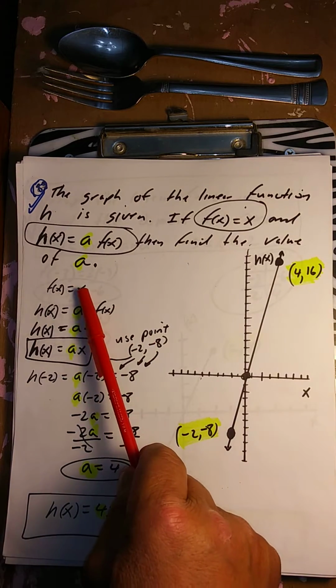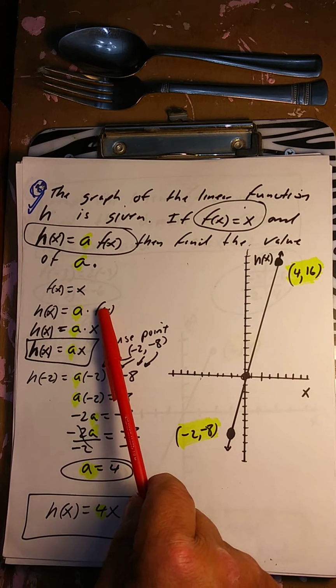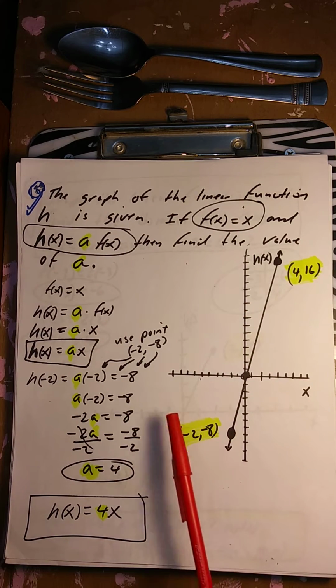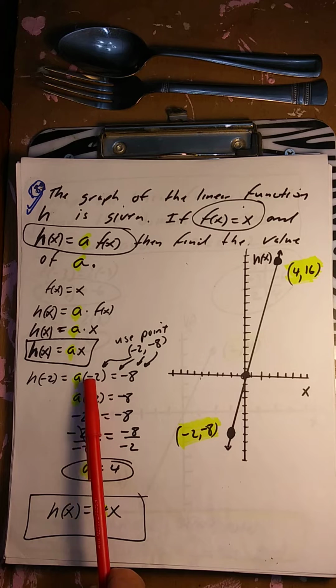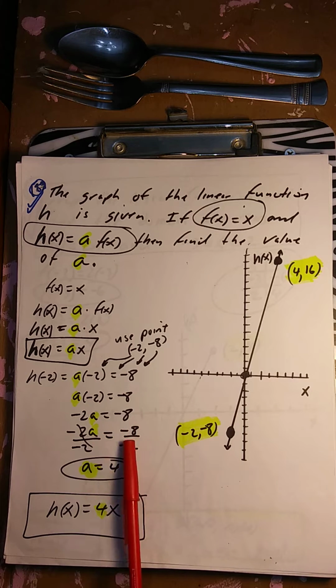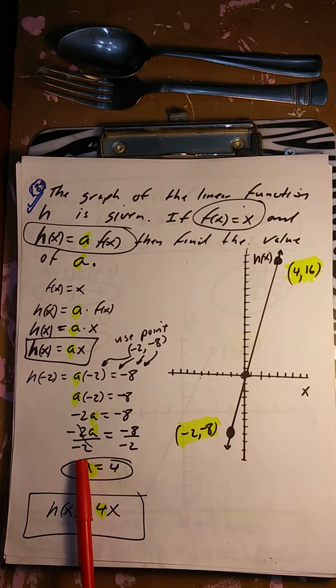So f of x is x, put it in there, a times f of x, which is a times x. So now substitute the number. Let's try this one here. So negative 2 times that is negative 2a equals negative 8. Divide by negative 2, divide by negative 2. So we're going to get a is what?